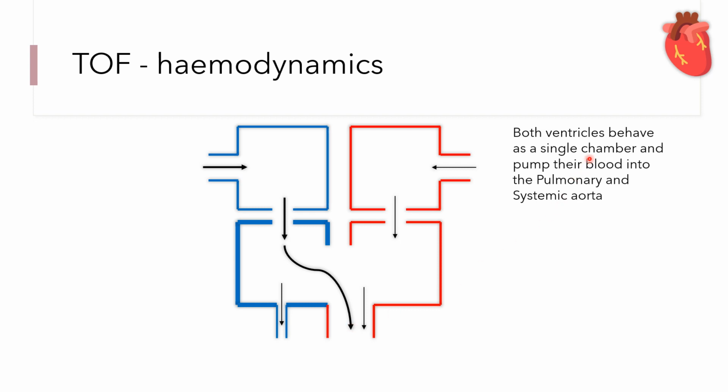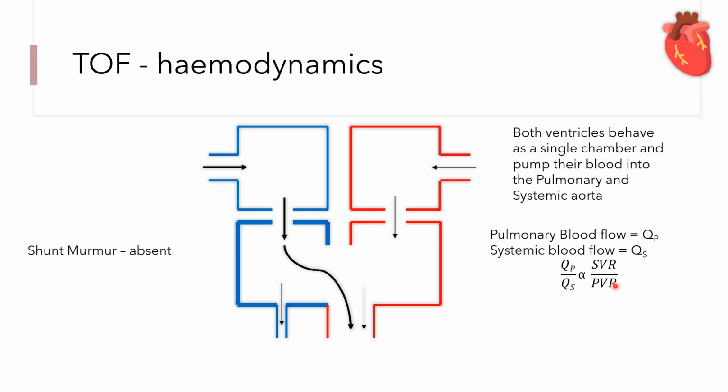Both ventricles behave as a single chamber and pump their blood into the pulmonary artery and systemic aorta. Pulmonary blood flow, if we represent it as QP, and systemic blood flow, if we represent it as QS, the pulmonary to systemic blood flow ratio, that means the ratio of blood flow into the pulmonary circulation and the systemic circulation, will depend upon the systemic vascular resistance and the pulmonary vascular resistance. We will understand this just one minute later.